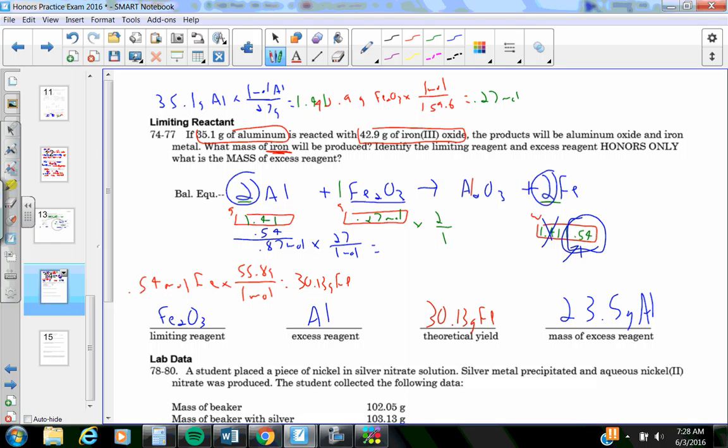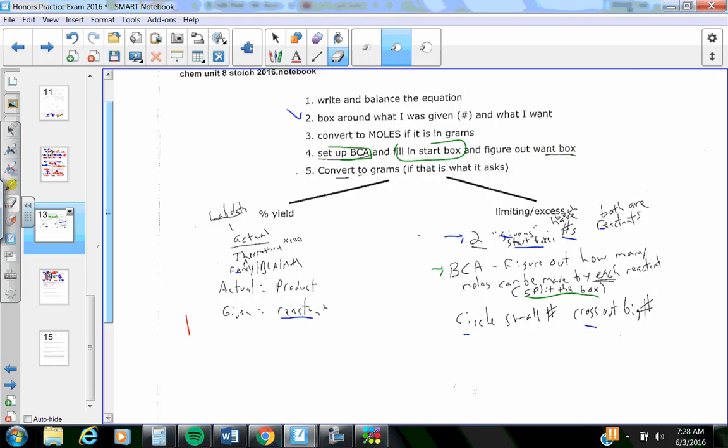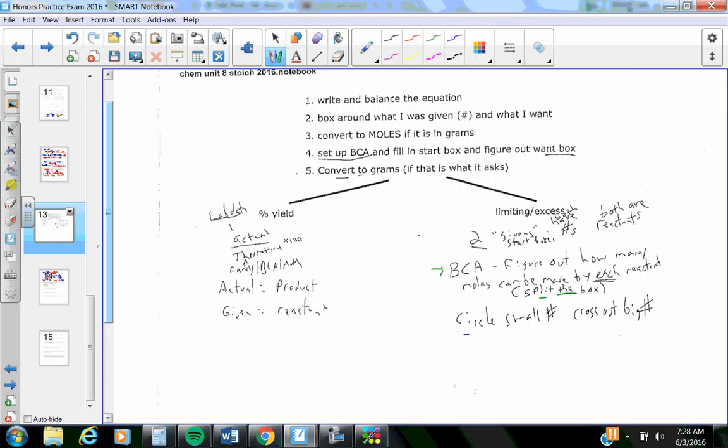Last one on this page. Still going to use my patented 5-step process. Only this time, it's lab data. And with lab data, what they're usually asking you is, what is your percent yield? How much were you supposed to be able to make versus how much did you really get? So I'm following these patented 5 steps, but I'm going to use some lab percent yield information over here.